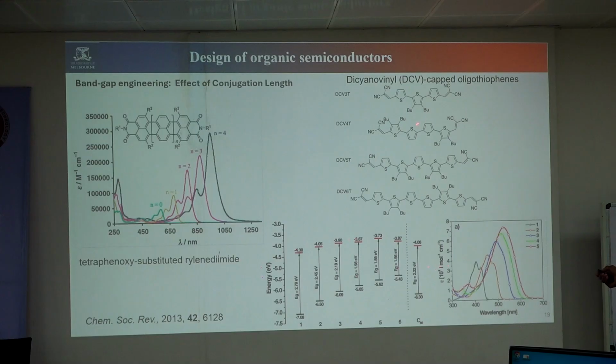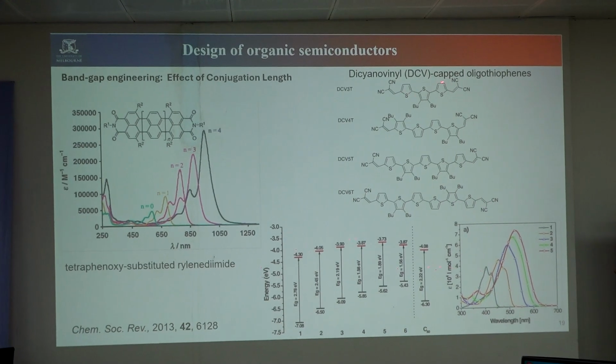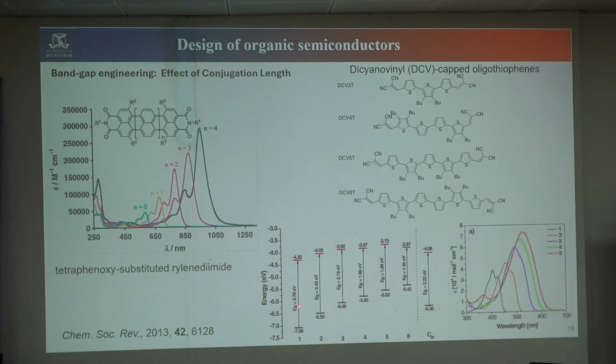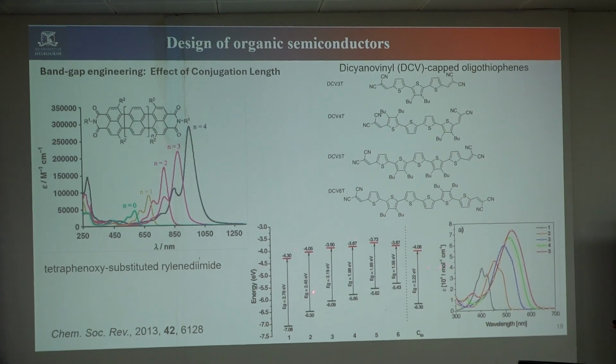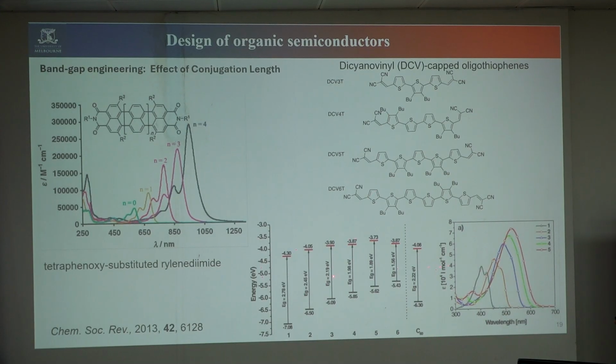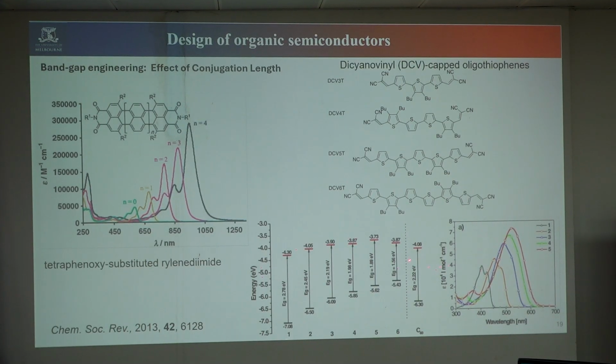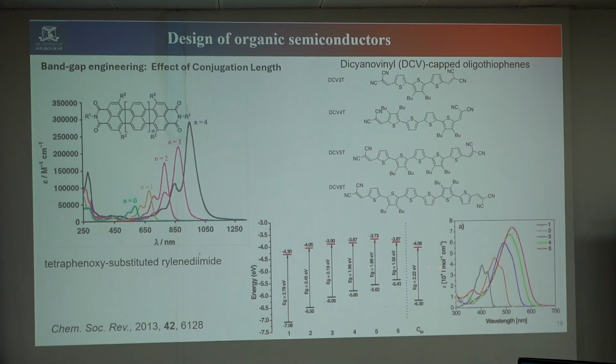And another, this oligothiophene. If you have 3 thiophene units, we get a high band gap of 2.78. If 3 becomes 4, then it will reduce. 5 will reduce further, and becoming 7, it always reduces. So by increasing the conjugation length, the band gap is progressively reduced. So this is a conjugation effect, and this is also the corresponding absorption spectrum of this molecule.